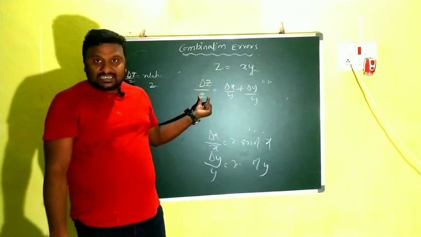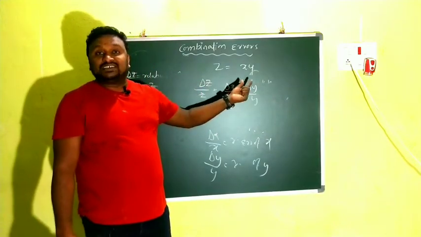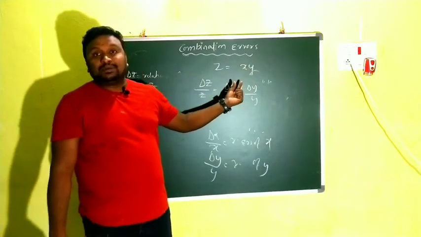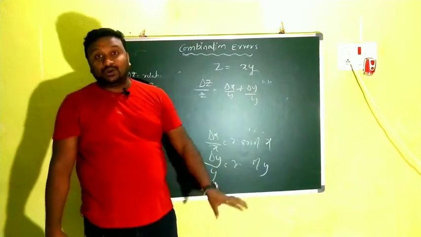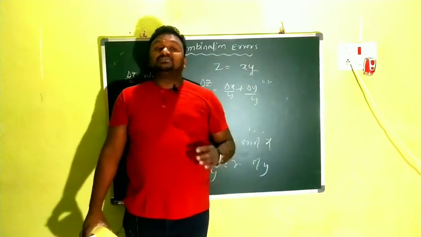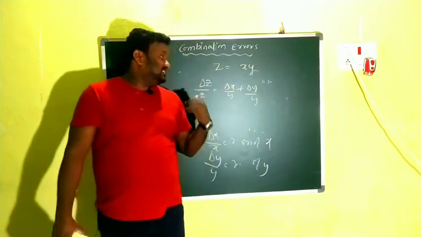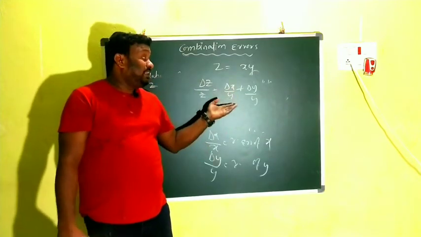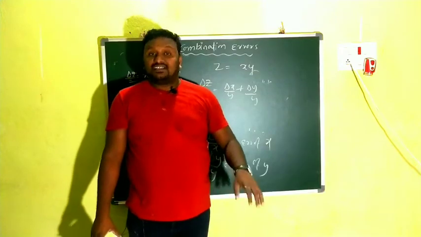The relative error of the result is nothing but the sum of the relative errors of the multipliers, simply the relative error of X and Y. X and Y are the multipliers. So in case of multiplication or division, the relative error of the result is nothing but the sum of the individual relative errors. That is the rule in this case.